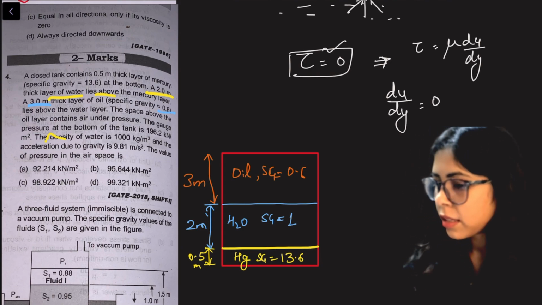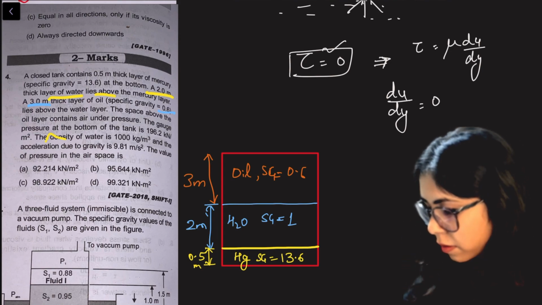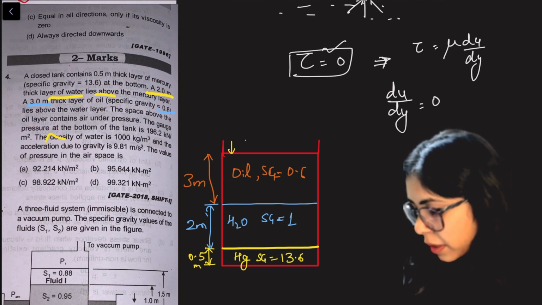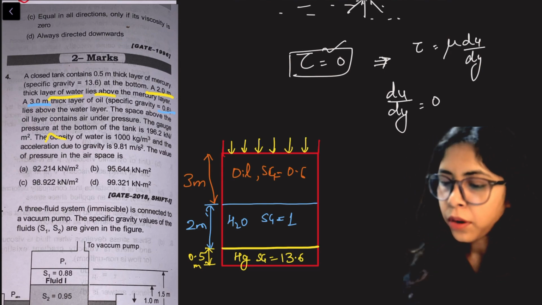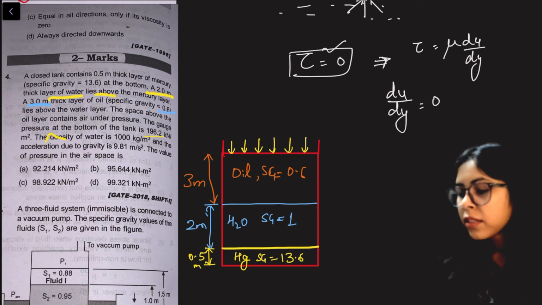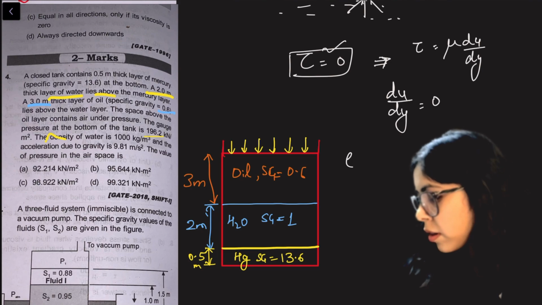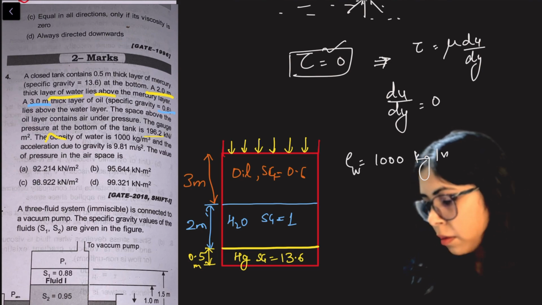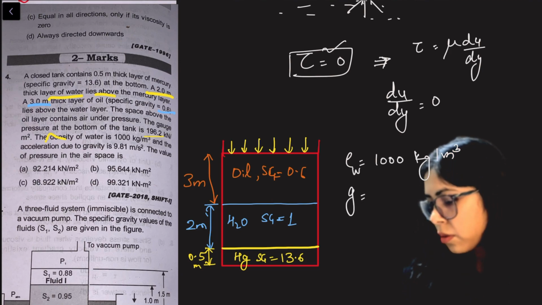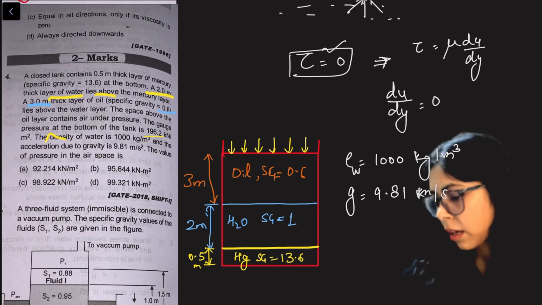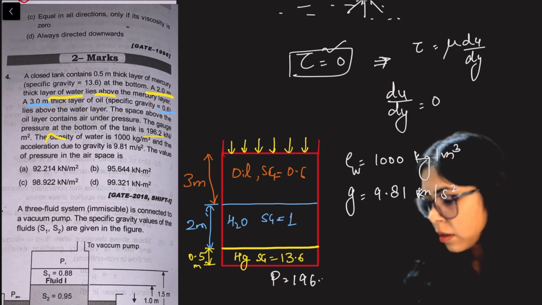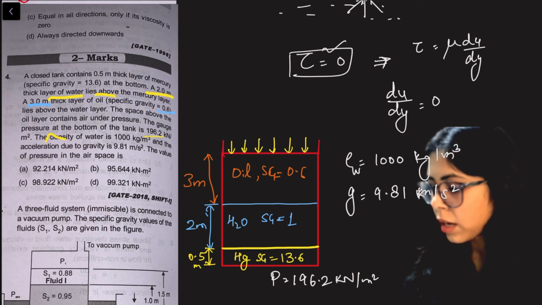196.2 kilonewton per meter square. So let's say this is the tank. It may be filled till here, and the tank's height can be more. So there will be some pressure, due to which the total pressure at the bottom is 196.2 kilonewton per meter square. The density of water is 1000 kilogram per meter cube, and the acceleration due to gravity, g, we all know is 9.81 meter per second square. We have to calculate the pressure in the air space.